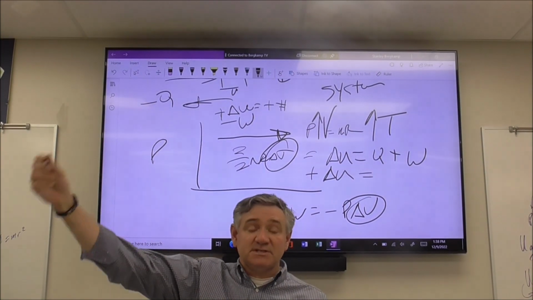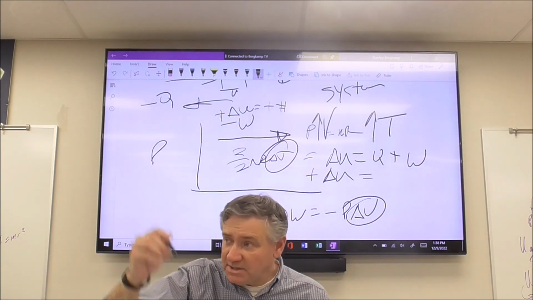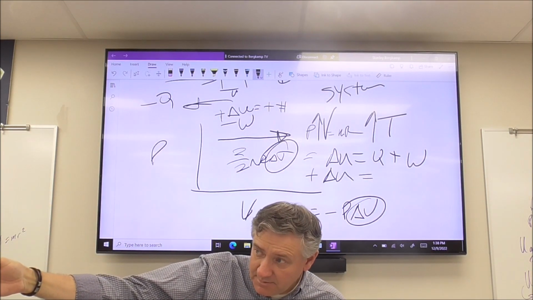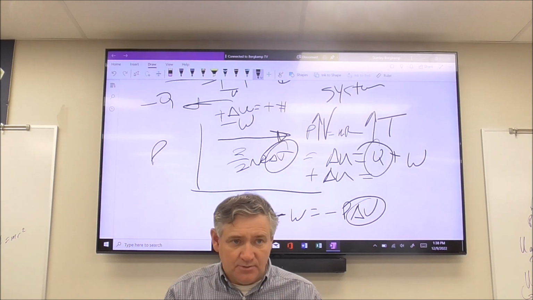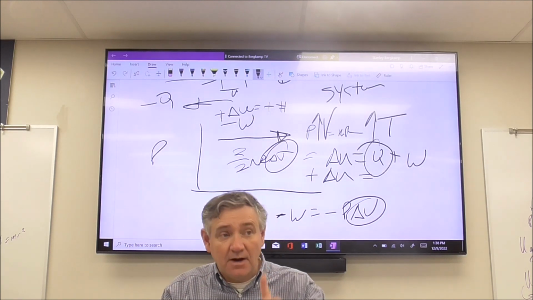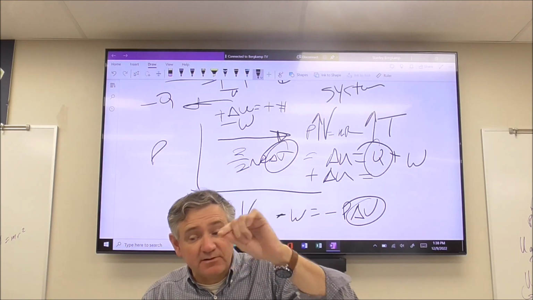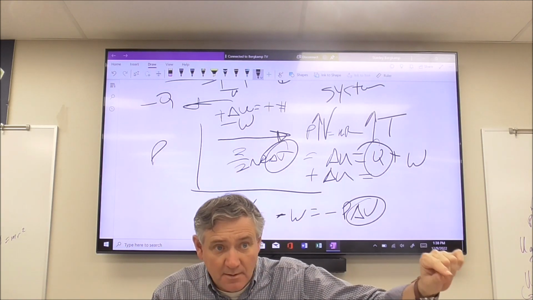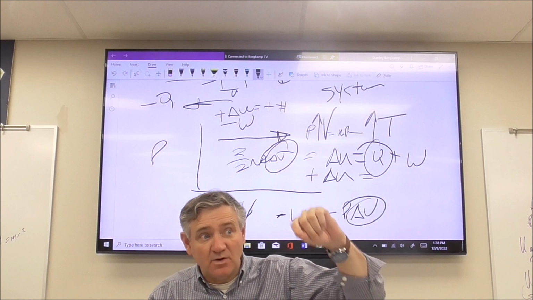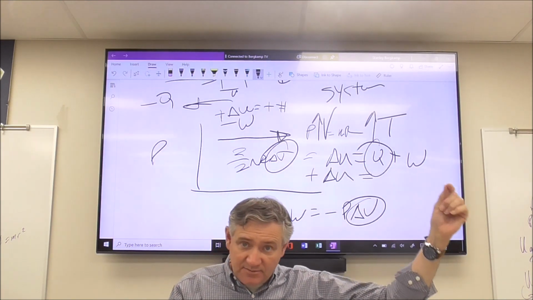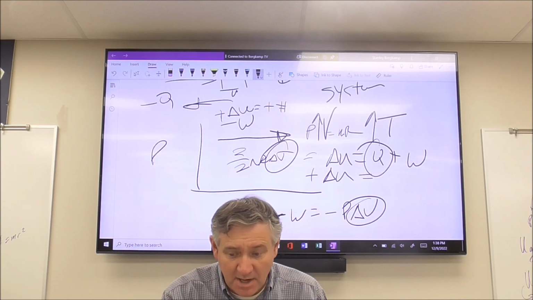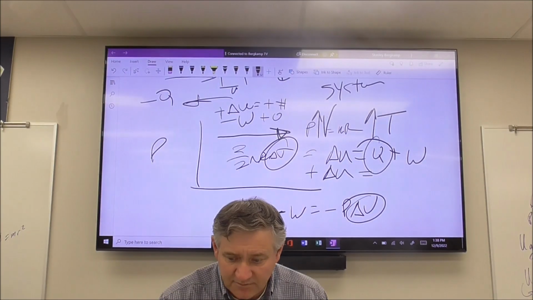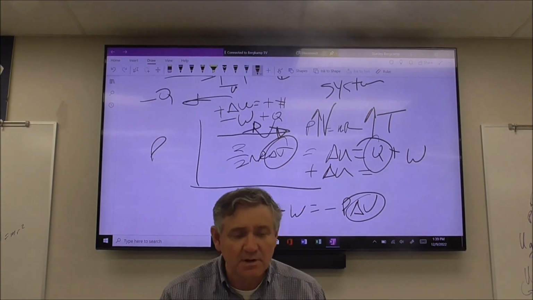Delta U is positive because I have an increase in temperature. But delta U also equals Q plus W. So what has to be the sign of my Q? Positive. It has to be a positive value, but is it bigger or smaller than the work? Bigger. That's the only way that I can end up with a positive delta U. So I've got a positive delta U, a negative W, and a positive Q, which has to be bigger than the work.